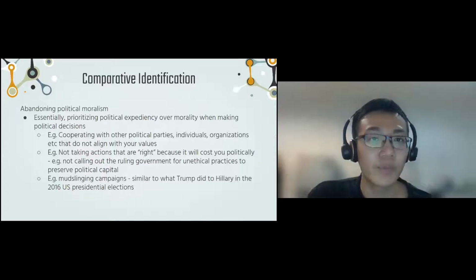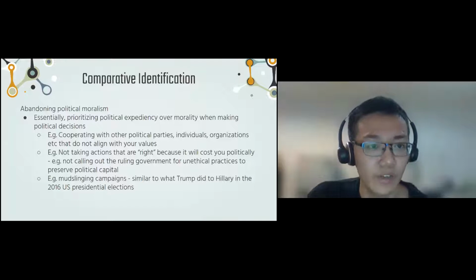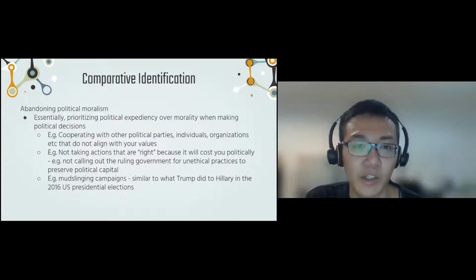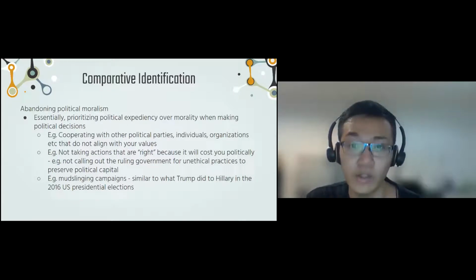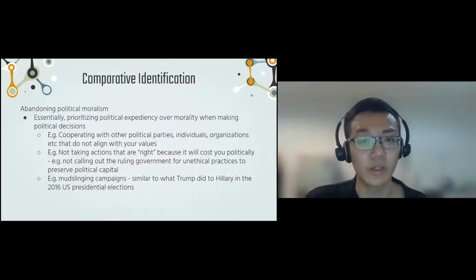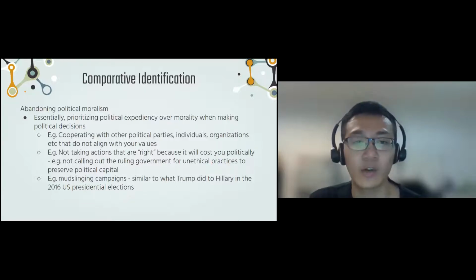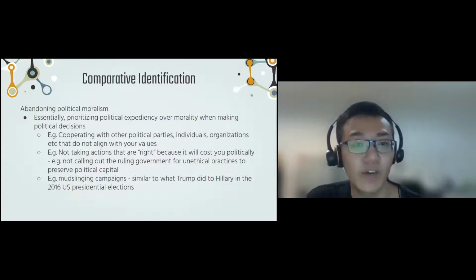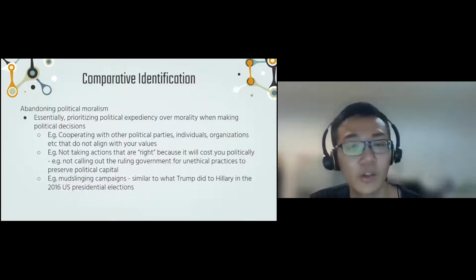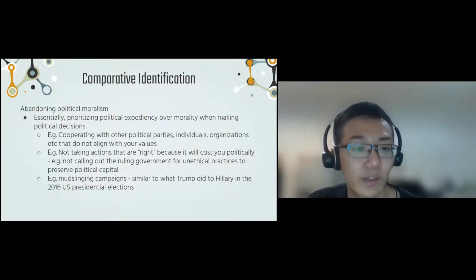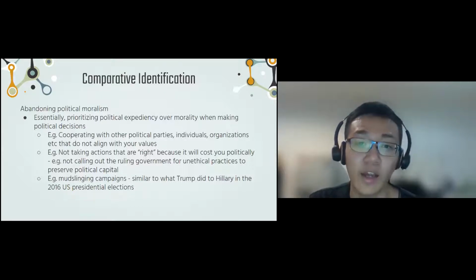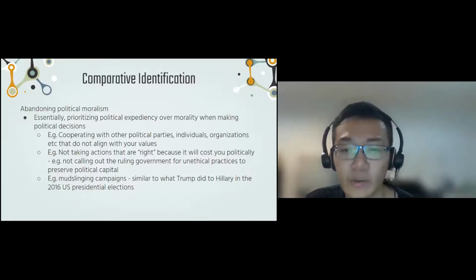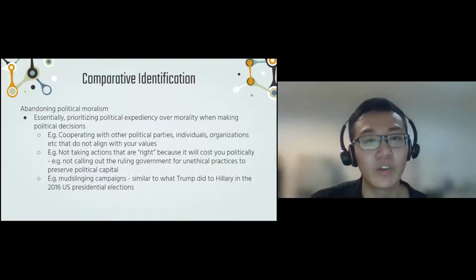Okay, so in terms of the comparative identification, what does abandoning political moralism look like? It essentially is the prioritization of political expediency over morality when making certain political decisions. So what this looks like is probably things like cooperating with other political parties, individuals or organizations that maybe don't align with your values. Maybe these are people that you consider to be immoral or have done things that go against your values as progressives. For instance, not taking actions that are objectively right because it will cost you politically. So not calling out the ruling government for unethical practices in order to preserve your political capital.